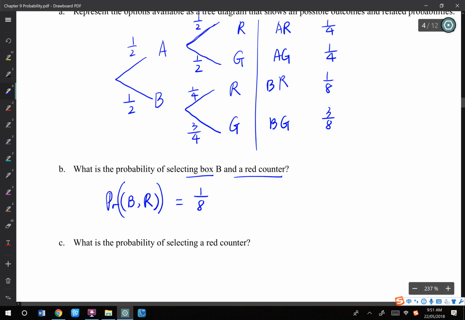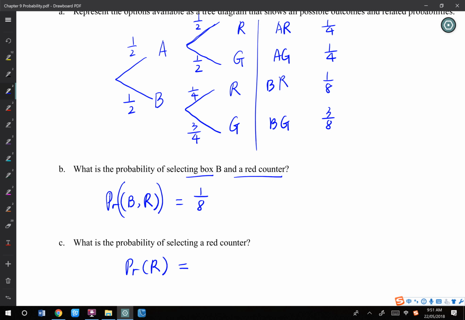What is the probability of selecting a red counter? So that's the probability of red. I just want a red in the end. I don't mind which box I select that from, so it can be from box A or from box B.